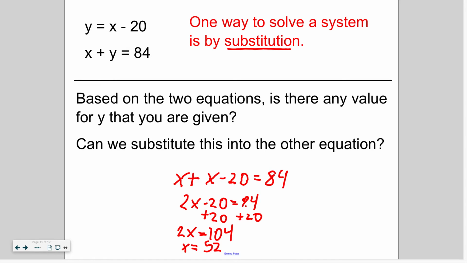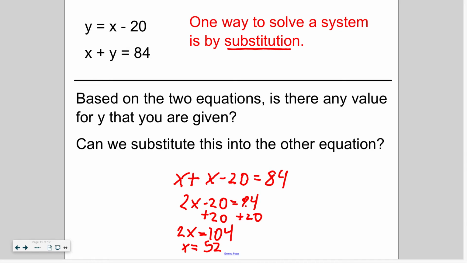You have the value for x, but you're not done. There's still another value you need to figure out. What is it? Another x. y. We need to find y. If you know that x is 52, Gustavo, what's y? It's 32.